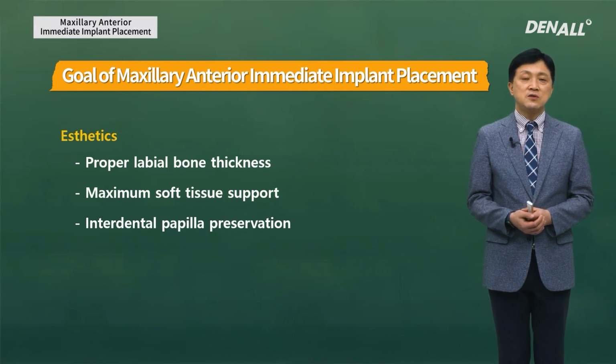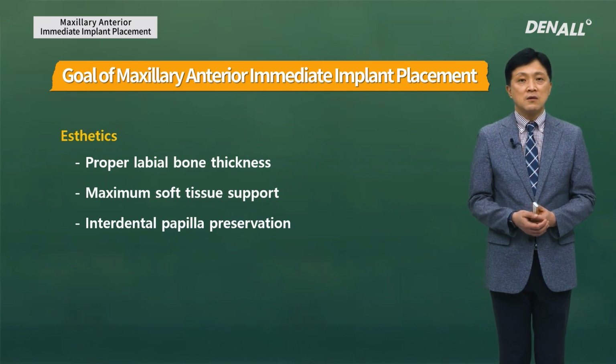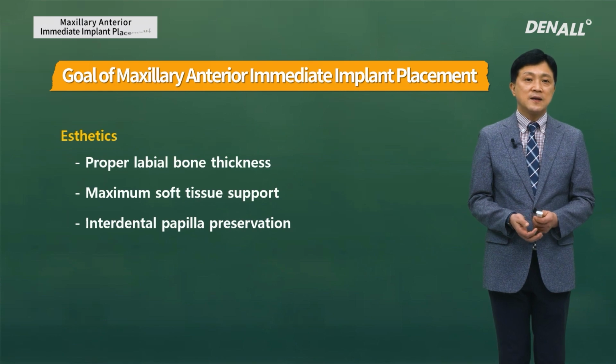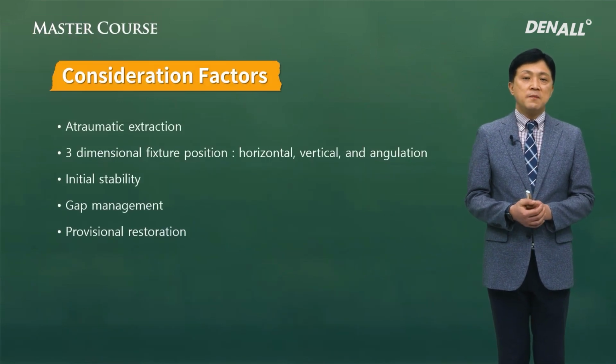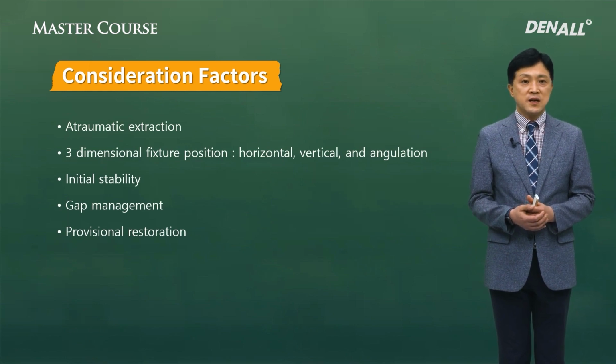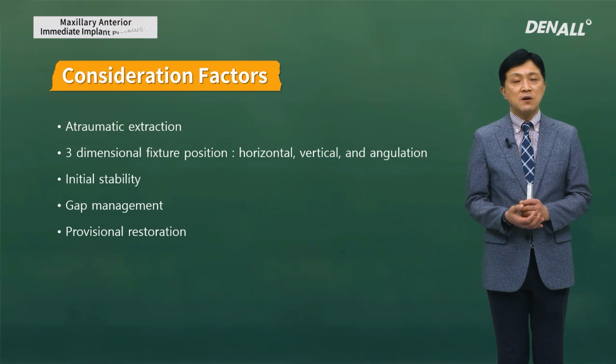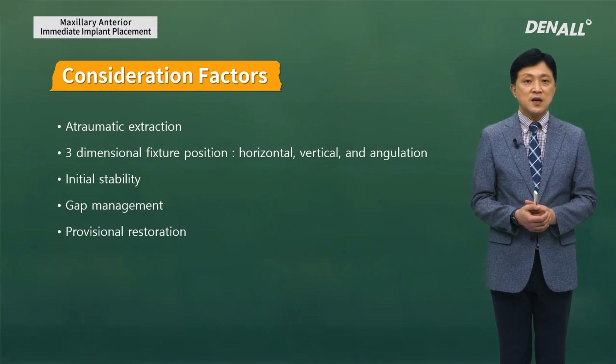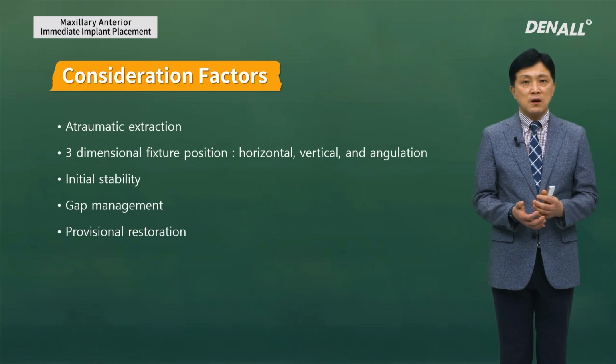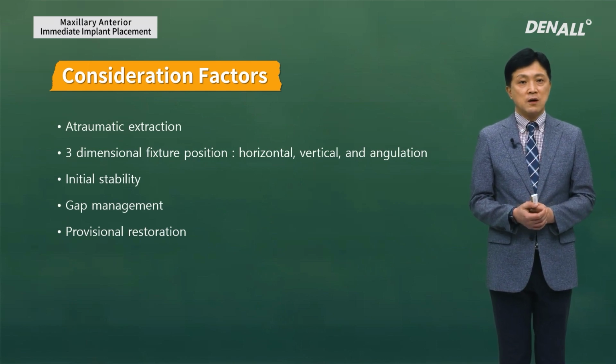So for maxillary anterior immediate implant placement, we need to consider all these before we place an implant. And there are factors to consider for the maxillary anterior region as follows. When we do extraction, it should be as atraumatic as possible. And three-dimensional implant positioning is very important in the maxillary anterior in terms of horizontal, vertical, and angulation.